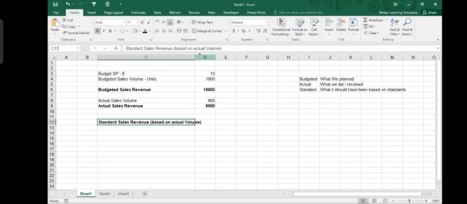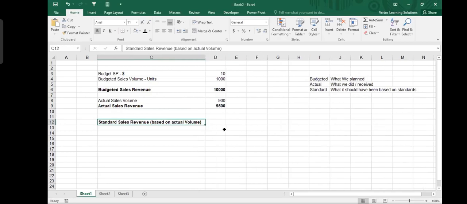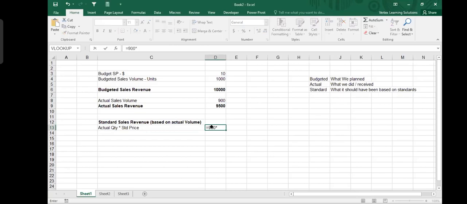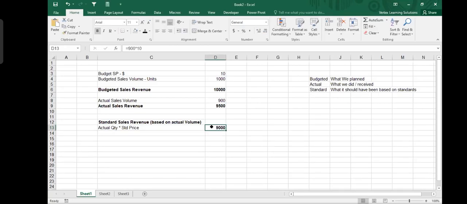9,000. Huh? Sir, 10 multiplied by 900 units. It means that actual quantity multiplied by standard price. Standard price means the budgeted price, and that should be 900 multiplied by 10. So this is 9,000, right? This is what you call standard sales revenue. Are we clear on that? Yes, sir. Okay.